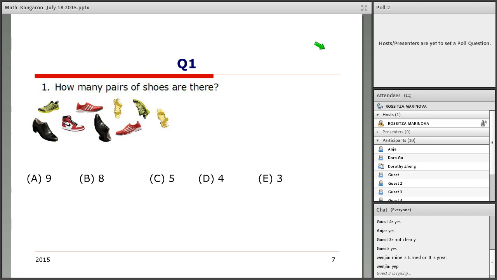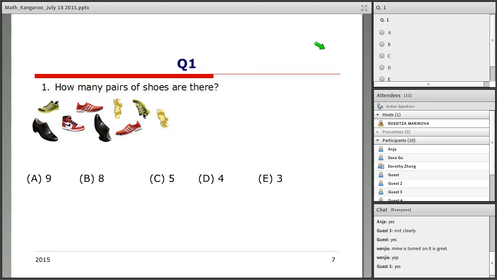We are going to begin with the first question. And remember, you will be answering in the poll. So here comes your first question. How many pairs of shoes are there? Now, you have option A is 9, B 8, C 5, D 4, and E 3. I see some of you have already started using polls. Excellent. Take your time. I'll give you maybe 40 to 50 seconds for this question, since it seems to be a simple question.